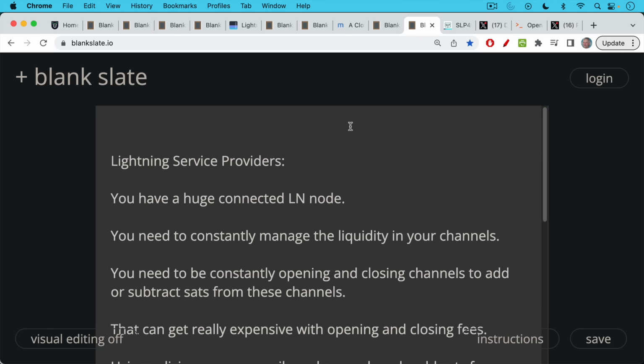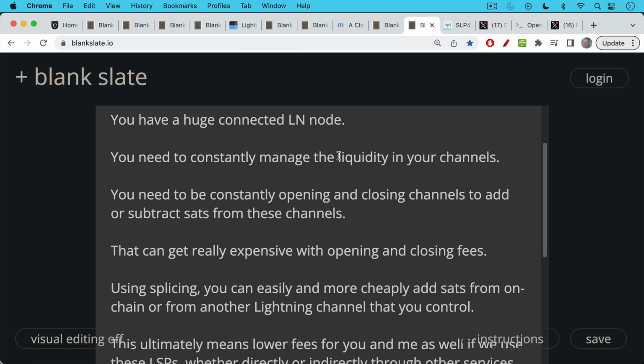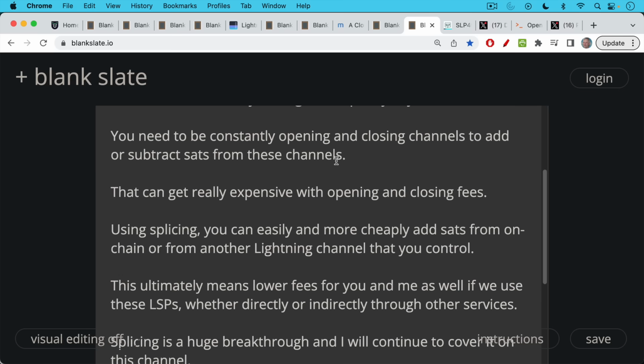Splicing is also going to be very big for what are called LSPs, Lightning Service Providers. Let's say you have this huge connected Lightning Network node, and you need to constantly manage the liquidity in your channels and rebalance them. You need to be constantly opening and closing channels to add or subtract sats from these channels, and that can get really expensive with those opening and closing fees on-chain. But using Splicing, you can easily and more cheaply add sats from on-chain or from another Lightning channel that you control. This ultimately means lower fees for you and me as well if we use these Lightning service providers, these LSPs, whether directly or indirectly through other services.